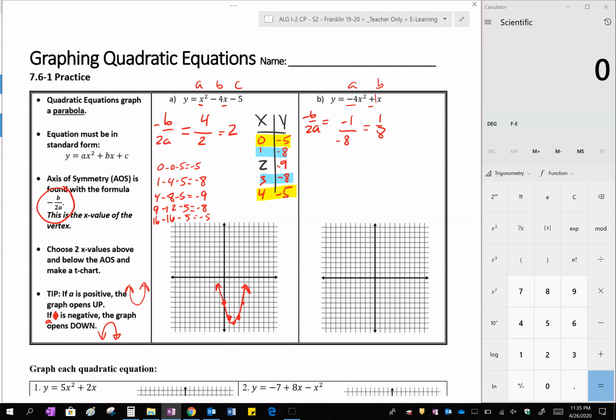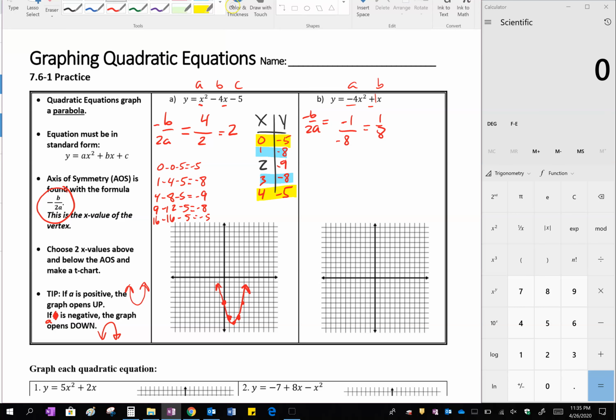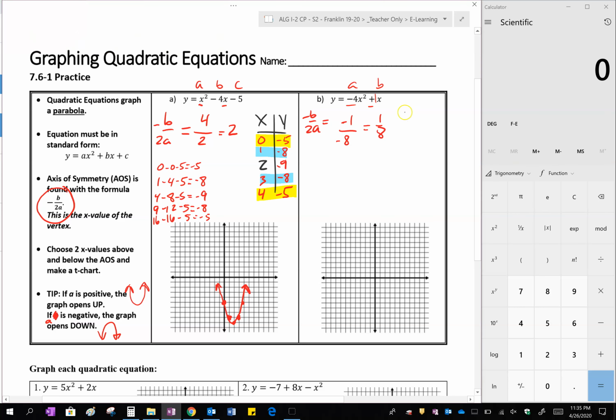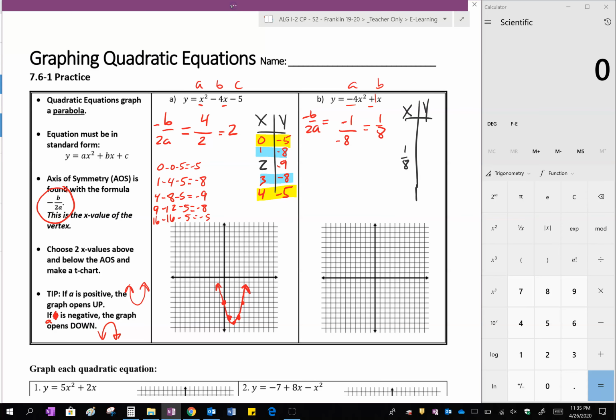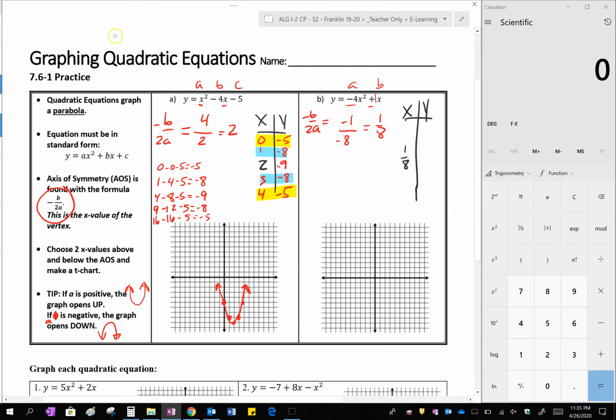So since our AOS is a fraction, our graph is going to act a little differently here. Because I don't want to work with fractions the whole time, I'm just going to put 1/8 in the middle, and then I'm going to choose the next 2 integers on each side. So 1/8, then if I go down, I'm going to have 0 and negative 1. If I go up, I'm going to have 1 and 2.